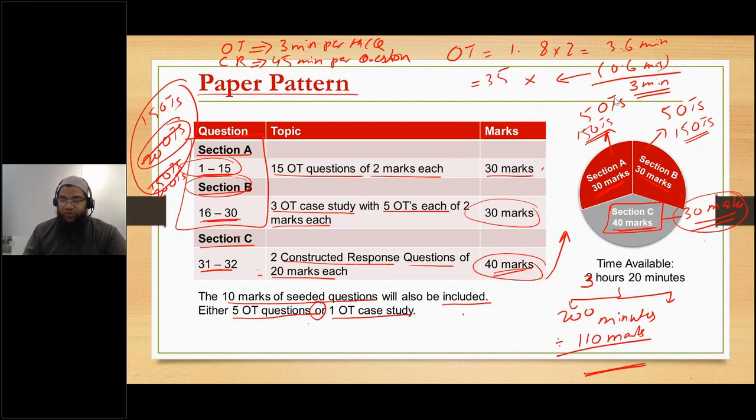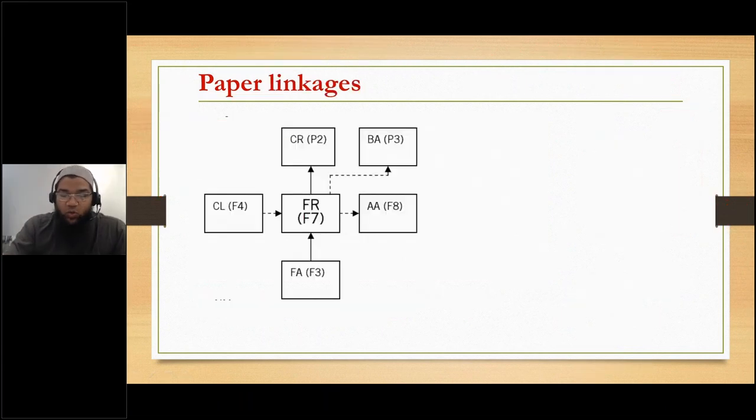Now let's move further. Let's have a quick overview of the paper linkages. The paper F7 is basically an advanced paper of F3, and the knowledge will be carried forward to the paper P2. Some of the knowledge will also be transferred to F8. The dotted line means some of the knowledge. The complete line means a majority of the knowledge.